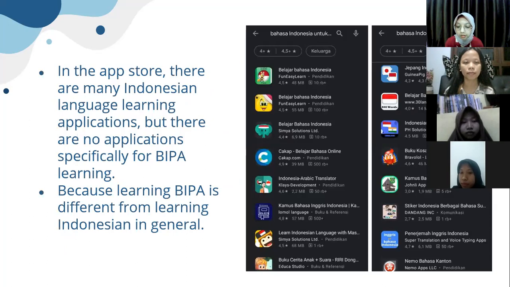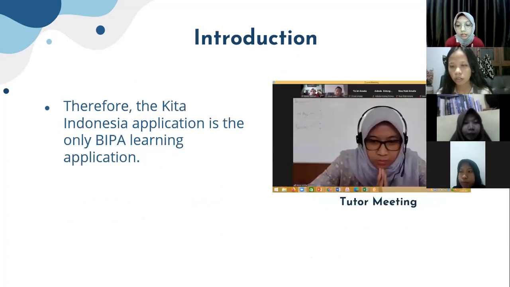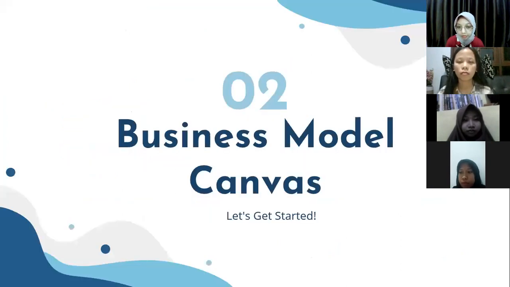In the App Store, there are many Indonesian language learning applications, but there are no applications specifically for BIPA learning, because learning BIPA is different from learning Indonesian in general. At BIPA, there are 6 levels of learning. Each level describes the student's Indonesian language skill, from the highest, A1, to the lowest, C2. Therefore, the Kita Indonesia application is the only BIPA learning application. In the next session, we'll present with my friend.